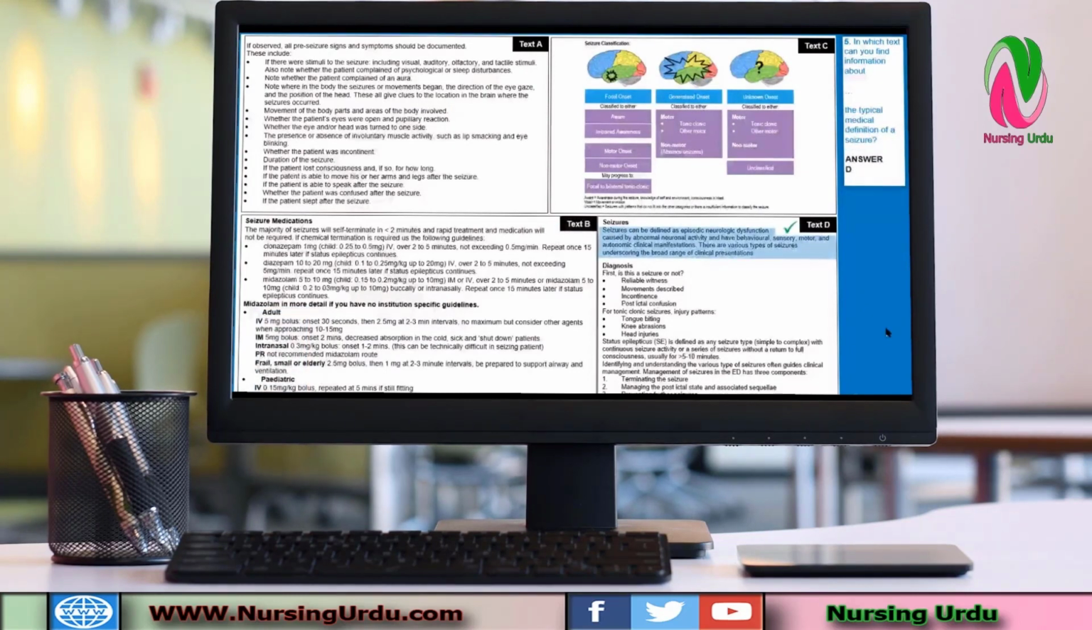The last one, number 5, in which text can you find info about the typical medical definition of a seizure? So a definition is what we're looking for, and that is found in text D. So definition, we're using the verb here, okay? So the noun is in the question, but actually we're going to match that with seizures can be defined as, so we're using the verb defined rather than the noun definition, but we want the typical definition there as episodic neurologic dysfunction caused by abnormal neuronal activity. Okay, so there is the definition. They're just using the verb instead of the noun. So we've answered all 5 questions.